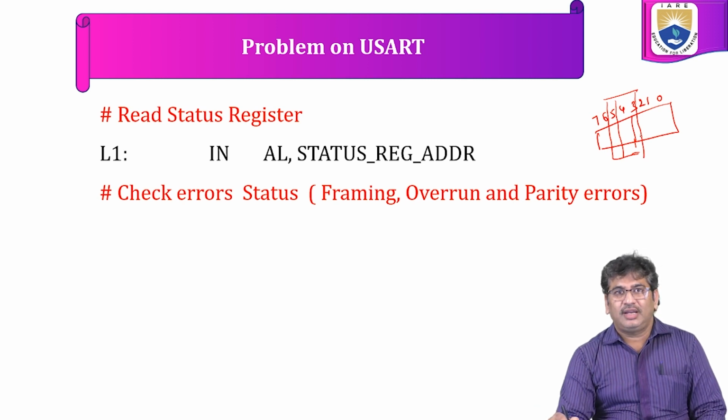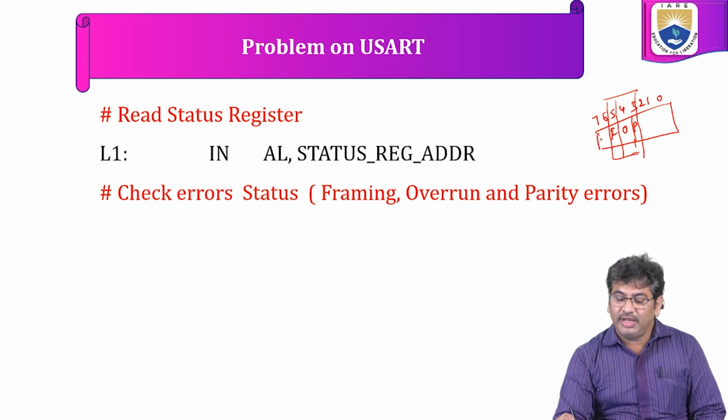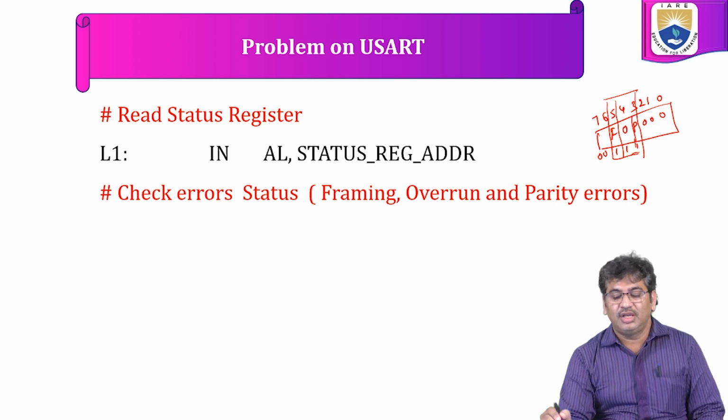One is for parity error. This is overframe error or overrun error. This is framing error. So now we are interested in checking only these 3 bits. The remaining bits are not required, so we are going to AND these 2 bits as 00. I want to find out whether these 3 bits are 0 or not. If it is 0, there are no errors. If it is non-zero, it indicates at least one error exists. So you can clear them, whereas the last 3 bits are 00.